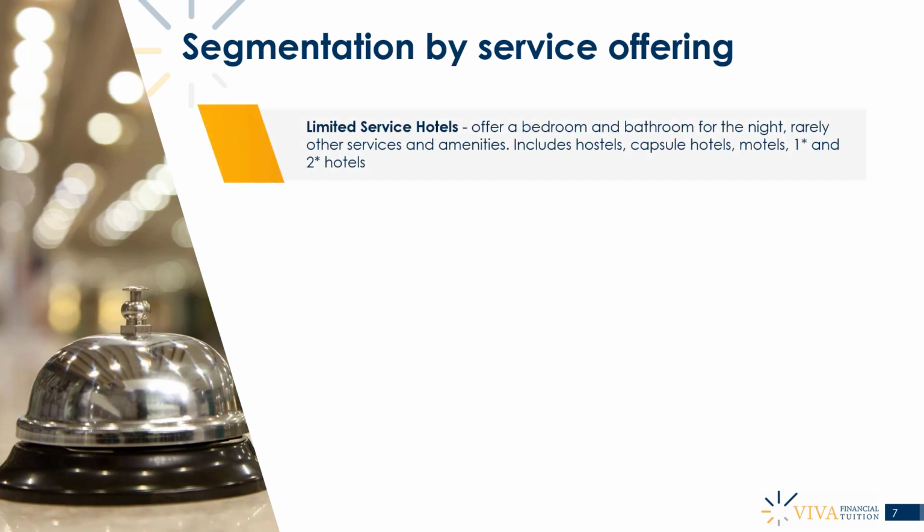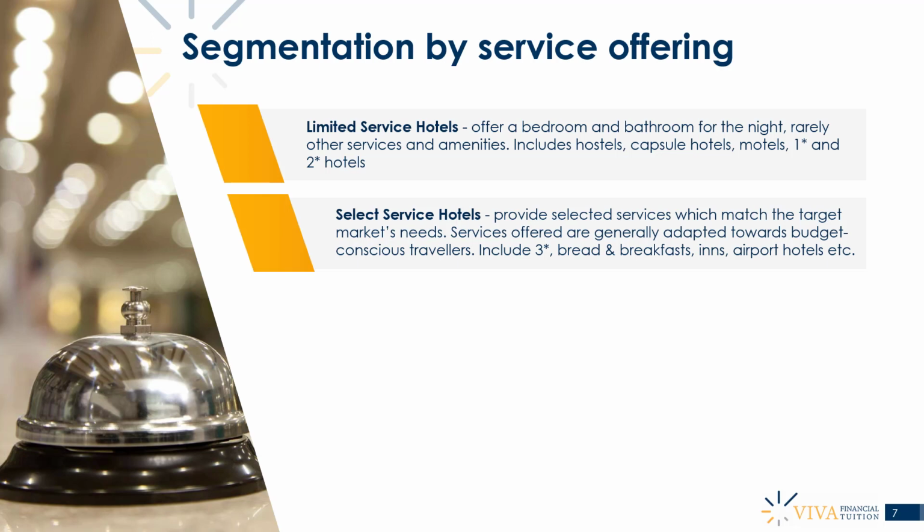So you have, first of all, what are known as limited service hotels. These offer a bedroom and bathroom for the night, and rarely have other services or amenities. This will tend to include things like hostels, capsule hotels, motels, and 1- and 2-star hotels generally fall within this definition as well. Then you have what are called select service hotels. They provide selected services which match the target market's needs. Services offered are generally adapted towards budget-conscious, price-conscious travellers. It includes 3-star hotels generally, bed and breakfasts, inns, airport hotels, and so on.